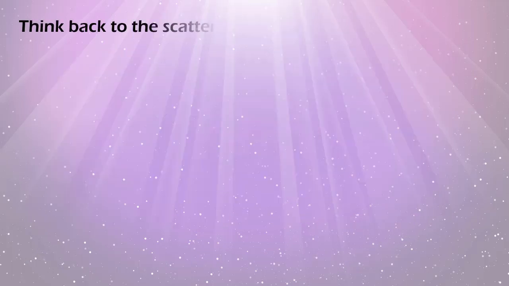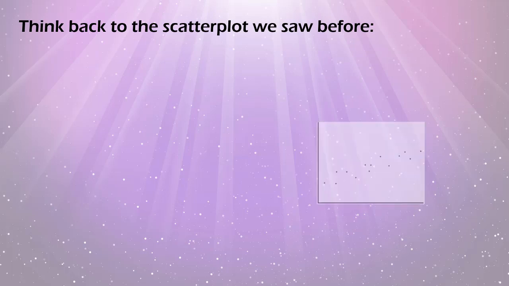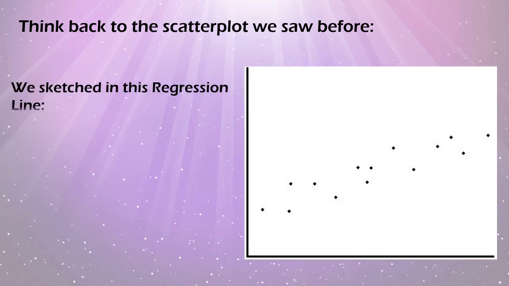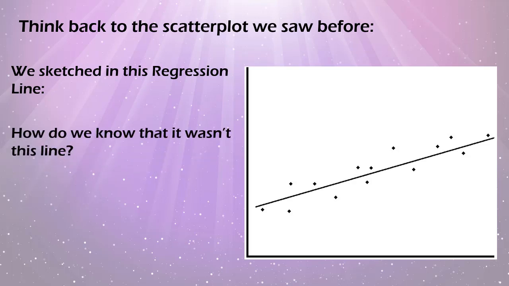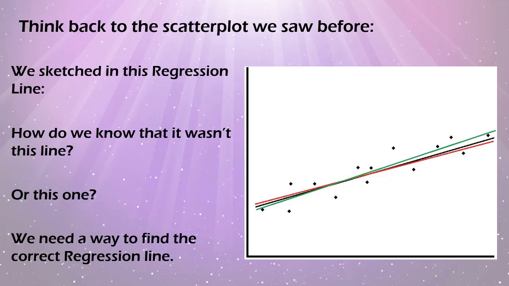So if you think back to the scatter plot that we saw before, we sketched in a regression line, but how do we know it wasn't this line? So we've drawn another line in the midst of those points that looks like it might be the regression line. Or maybe a third line. What about this one? So all of those are candidates. So how do we actually find the regression line?